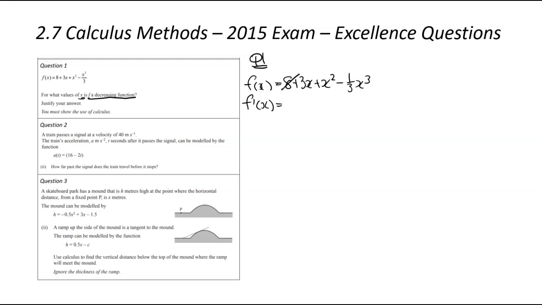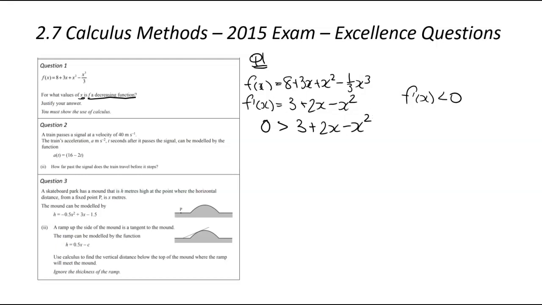The constant is ignored. And then that's going to be 3 plus 2x, and then 1/3 times 3 is 1, so that's going to be minus x squared. So, to the question, a function will be decreasing when the gradient, or f dash x, is less than 0. So we need to change our gradient function into an inequality. That is 0 is greater than 3 plus 2x minus x squared. So that's the inequality we need to solve.